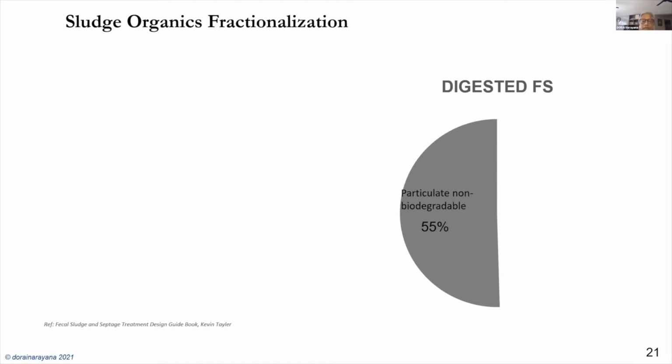Very high percentage, maybe in this case I'm showing a typical of more than 50%, is already non-biodegradable, right? But it is particulate, which means it can settle out. So this non-biodegradable waste, if you pass it through a biological type of treatment facility, it does not really do much for us, right? So what it really means is that we need to look at this particulate aspect of it, and maybe we can remove it by some other means, a physical means, right? By settling it out. So this is the digested fecal sludge.